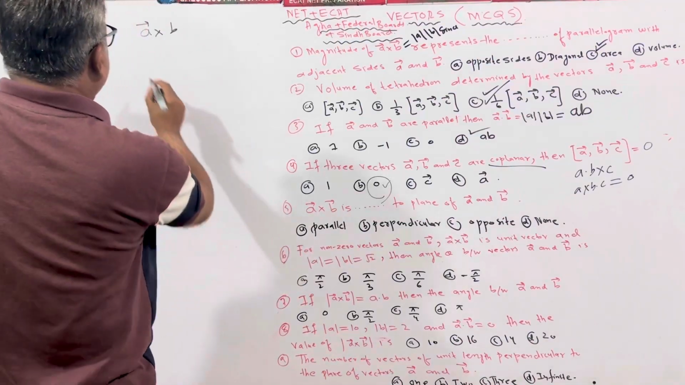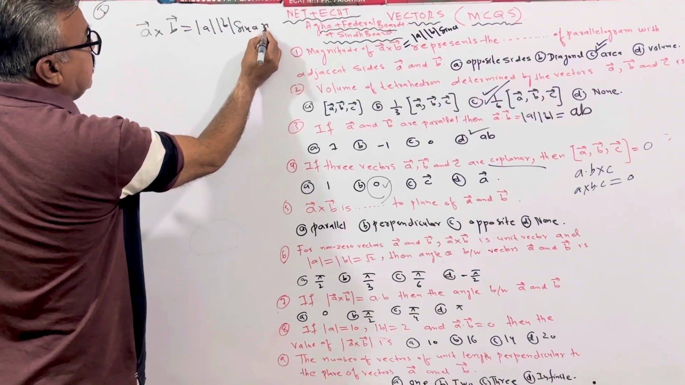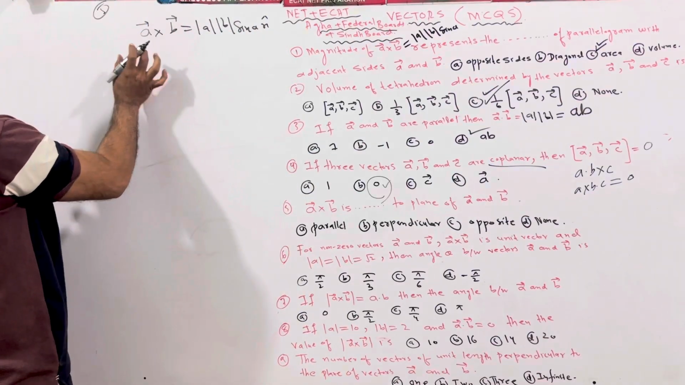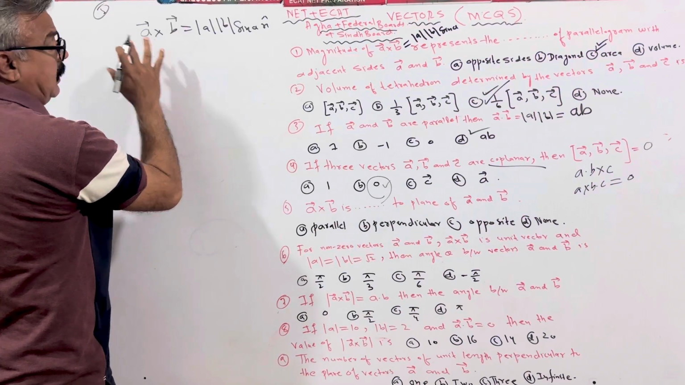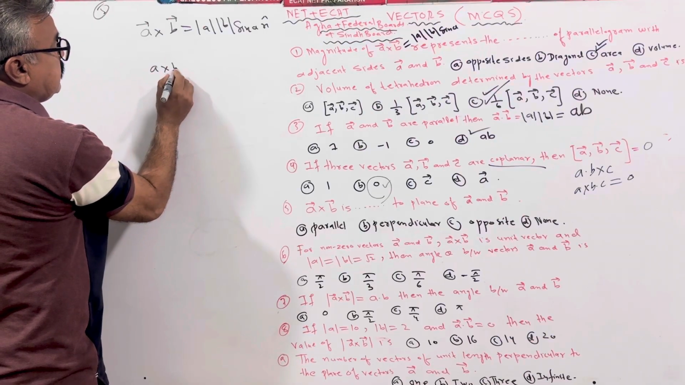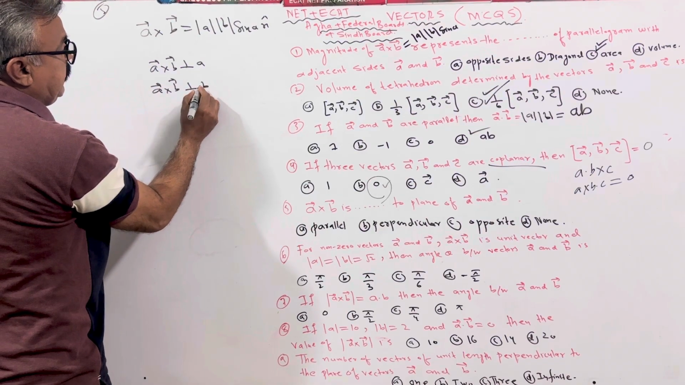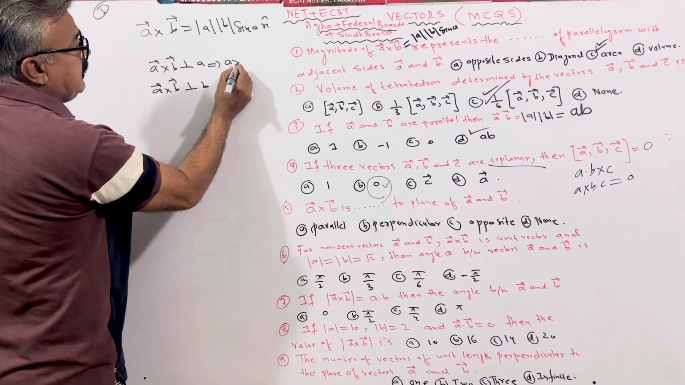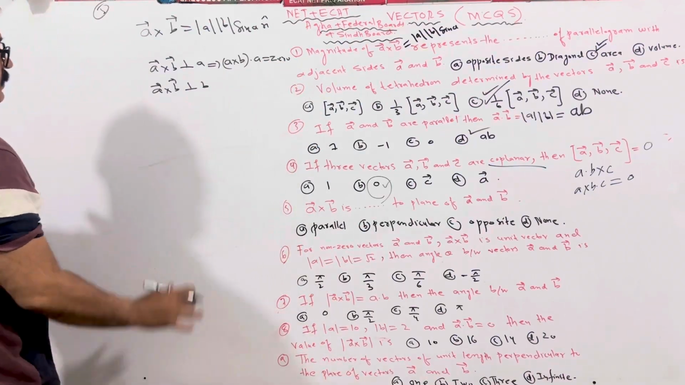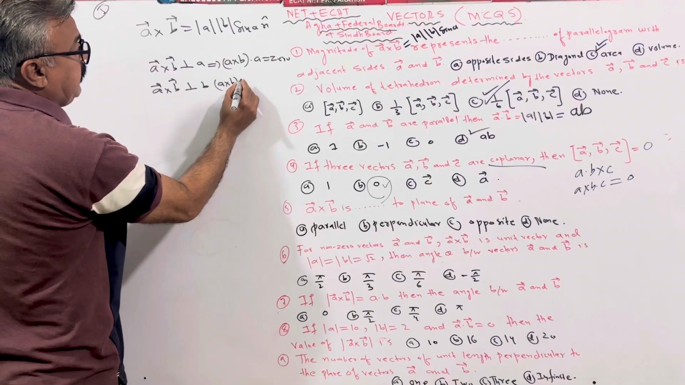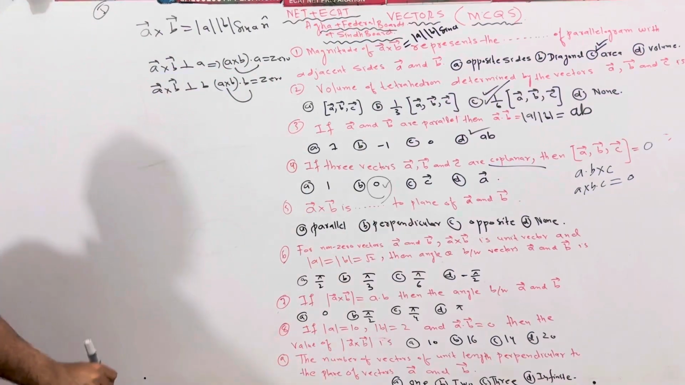MCQ number 5. A cross B is equal to mod A mod B sine theta. In physics, you have seen some n here, which means the result of A cross B is a vector that is perpendicular to both A and B. Or simply one can utilize the fact that A cross B dot A is equal to 0, because two perpendicular vectors have dot product 0. A cross B dot B also results in 0, as A cross B is perpendicular to B as well as to A.